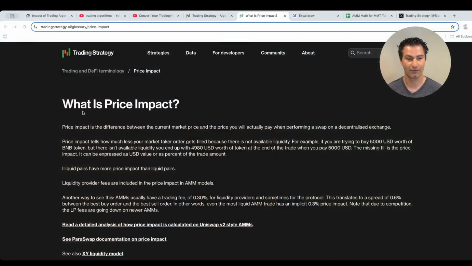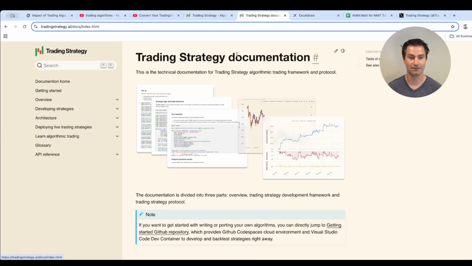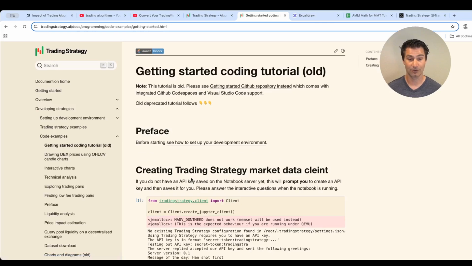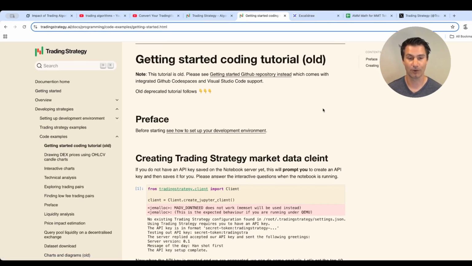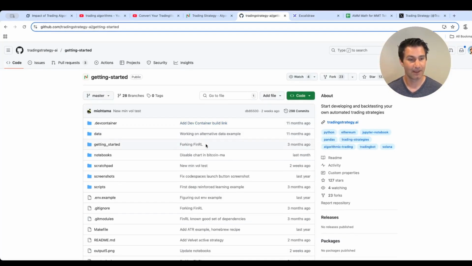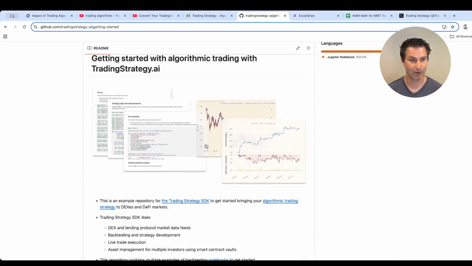So next thing we're going to do is hop back to our trading strategy docs, and remember when we were here, what we're looking for is in the developer documentation. Okay, we're here getting started, and what we see is that there is a getting started coding tutorial. Great. Okay, this tutorial is old. Please see getting started GitHub repo. Okay, excellent. And so this is the getting started repo.